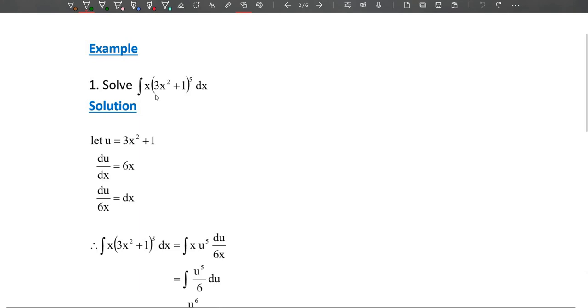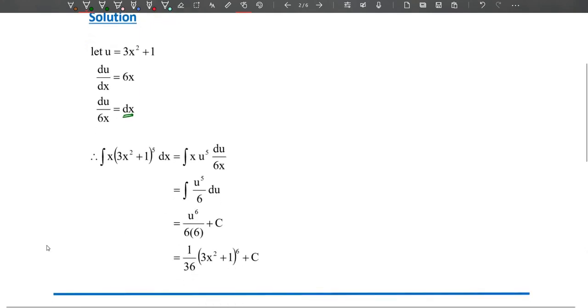We will let the function with the power here be u. Don't include the power, it will just be the function. So u is equal to 3x² + 1. Differentiate u with respect to x, we have 6x. Then rewrite with dx as the subject, so we have du over 6x is equal to dx.